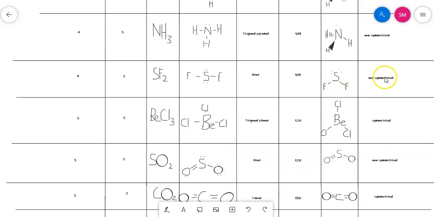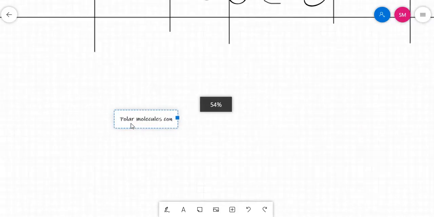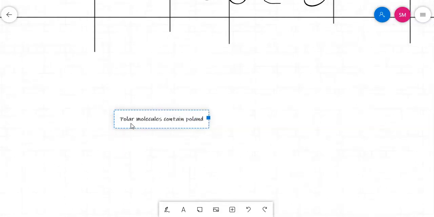So with these two concepts, the first one being symmetry of molecules and the second one being the polarity of bonds, we can decide whether or not a molecule overall is going to be polar. So the formula that we need to know for whether or not a molecule will be polar or non-polar is that polar molecules contain polar bonds and are non-symmetrical.